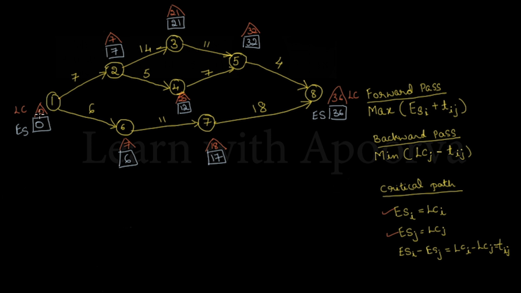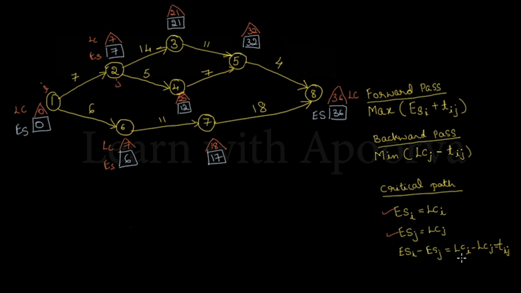Let us look at node 1. It has ES and LC values as 0 and 0, which are equal. Following node 1 we have two nodes, 2 and 6. For node 6, I have an ES value of 6 and an LC value of 7, which are not equal to each other. But if I look at node 2, the ES value is 7 and the LC value is also 7. So LC and ES are equal. If I consider node 1 as I and node 2 as J, these two will follow these two conditions.